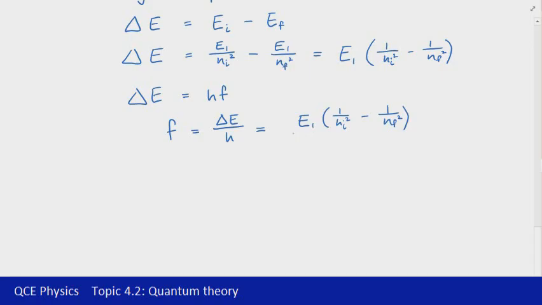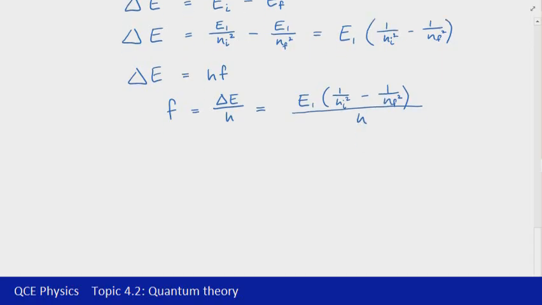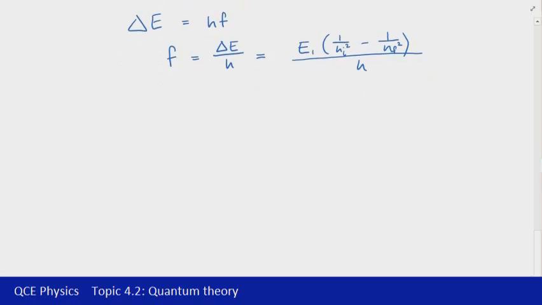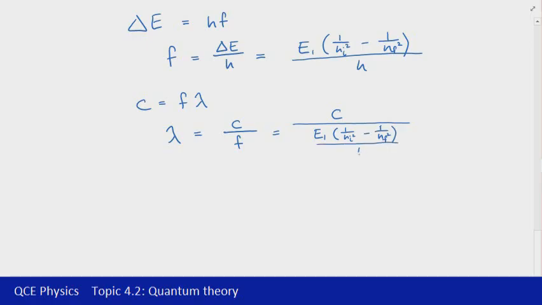I should also mention here that this derivation is not an important one for you to be able to reproduce. It's just one that's useful to see how the equations are linked. From there we went to the wave equation, c is equal to f lambda, and we calculated lambda by taking c divided by f. So if we substitute in here, we get a very long and messy equation, c over E1 outside of 1 on Ni squared minus 1 on Nf squared, all divided by h.